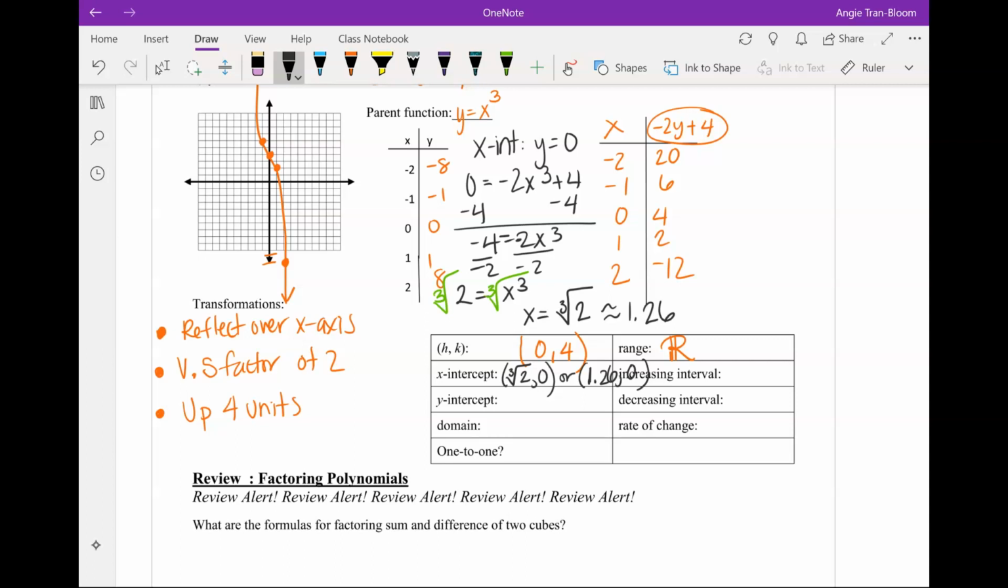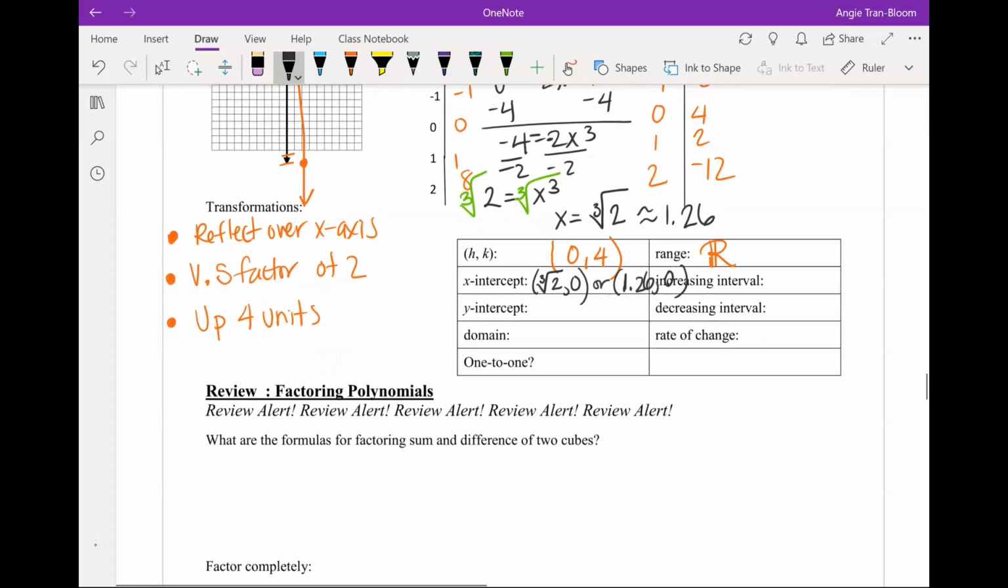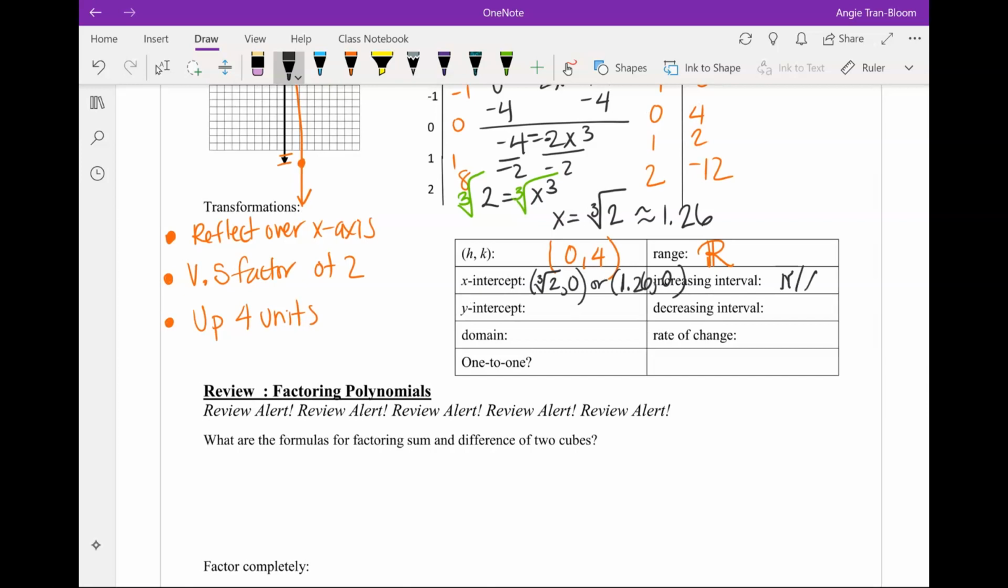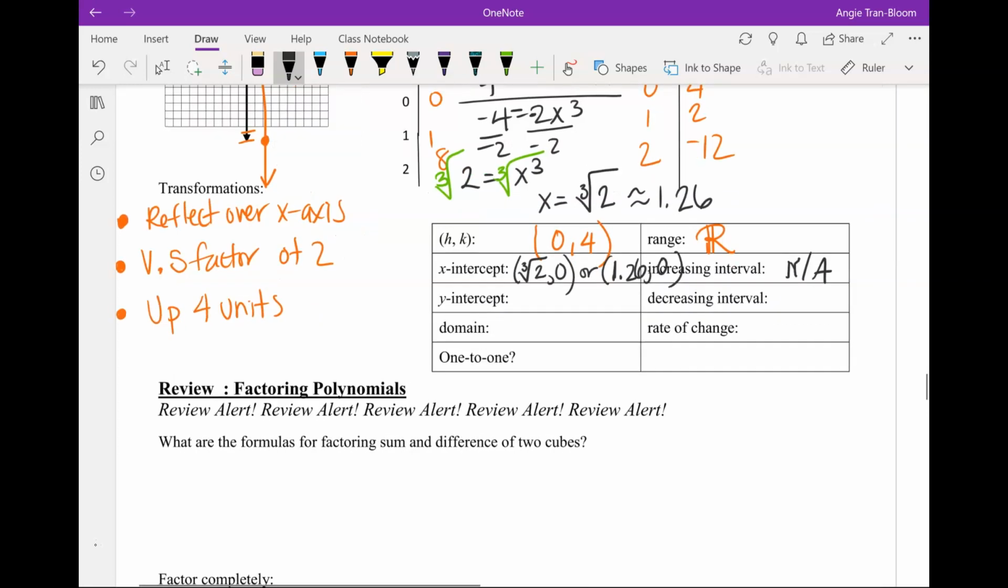Based on the graph, is this function an increasing function or decreasing? Decreasing. Good job. So on the increase, we will write NA. Decreasing from where to where? Good. And beyond, you're right. Y-intercept. What is the value for that? What's the y-intercept?